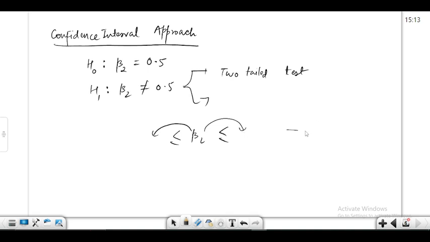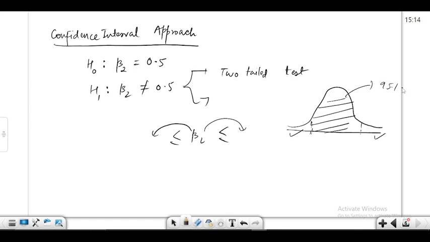When I plot this diagrammatically, the graph will come out like this. There will be a critical area here and a critical area here. If I say that my beta 2 is not equal to 0.5, it means that it can lie either in this range or in this range. If I have a 95% confidence interval, this is your 95% region, and this is your 2.5% region, and this is also your 2.5% region. This is when you say that beta 2 is not equal to 0.5.